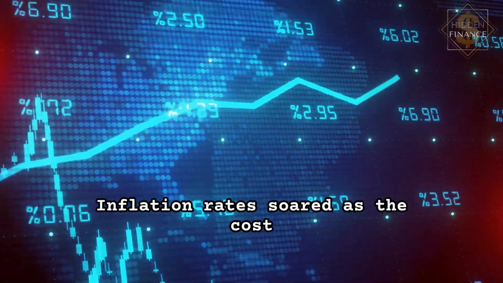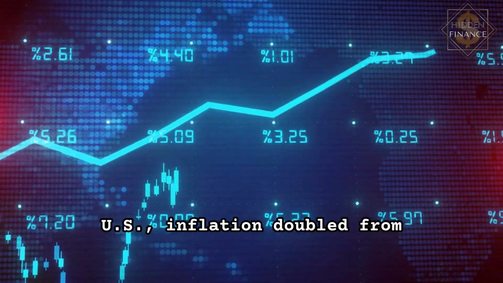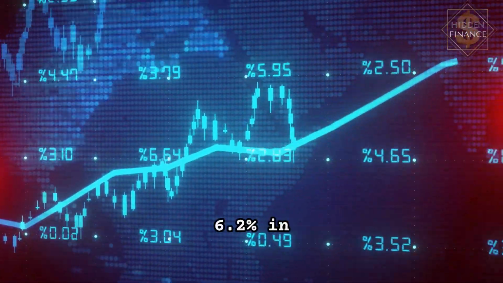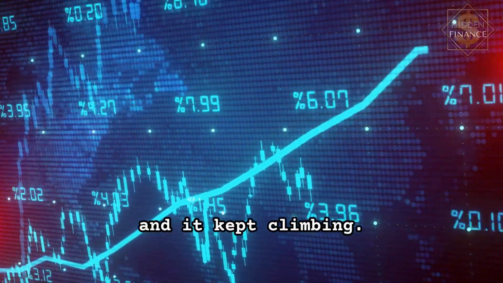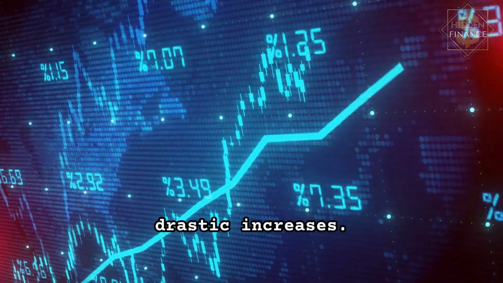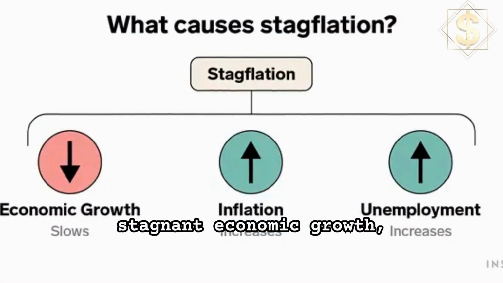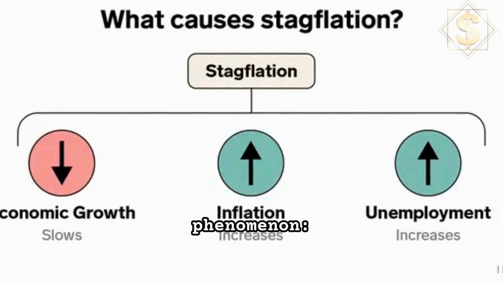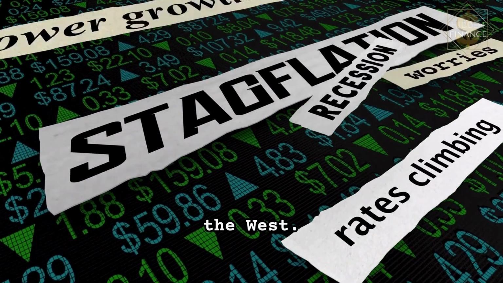Inflation rates soared as the cost of goods and services increased. In the U.S., inflation doubled from 3.2% in 1972 to 6.2% in 1973, and it kept climbing. Other countries faced even more drastic increases. This period of rapid inflation, combined with stagnant economic growth, gave rise to a new economic phenomenon: stagflation. Stagflation was a shock to the economic systems of the West.